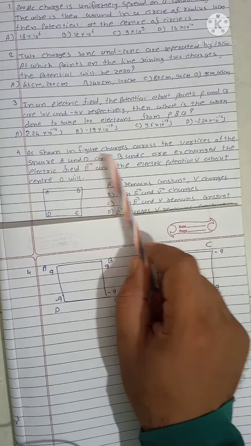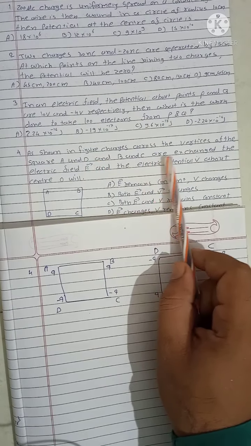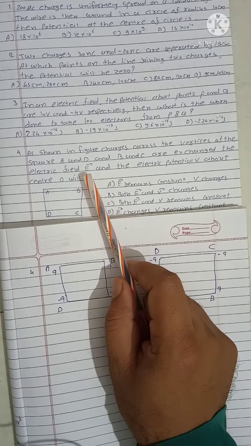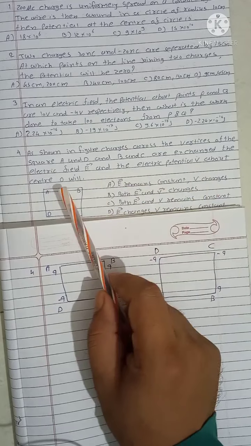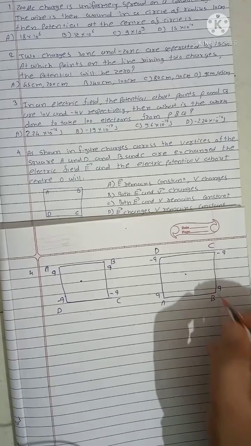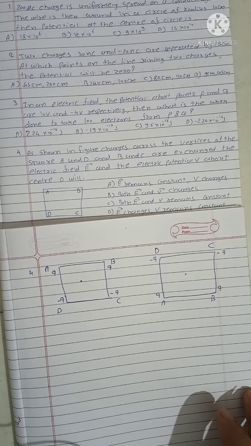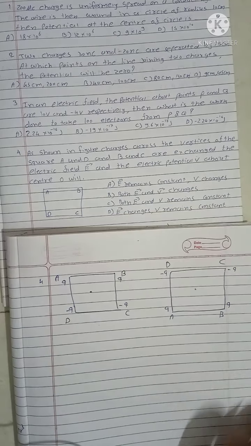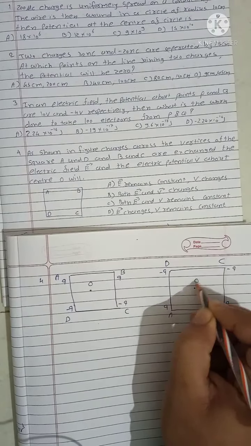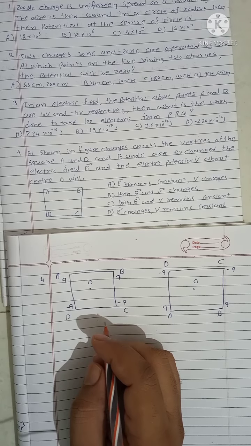As shown in the figure, charges at the vertices of the square A and D and B and C are interchanged. The electric field and the electric potential about the center O will... Okay, so here we have to find the change in electric field and potential due to interchange of charges. So let's consider O as the center. Now see, the answer is actually in the question, but for that you have to clear your concept.